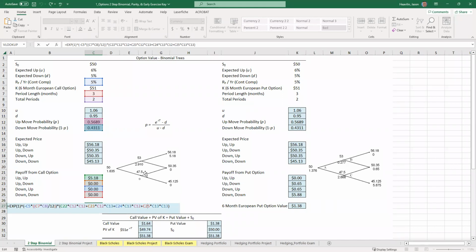Last but not least is this number, and that one was down and down. So I grab this C25, which represents the value of the option there, multiplied by the down movement probability, 0.4311, in the cell C13. But it did it 2 times, so I have to do it again. So now when I add all these together, that's why the plus signs, and multiplied by the continuous discounting, we have a present value of the probable option values outcome.